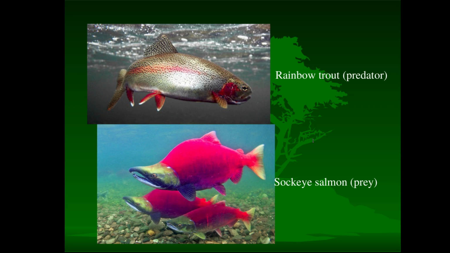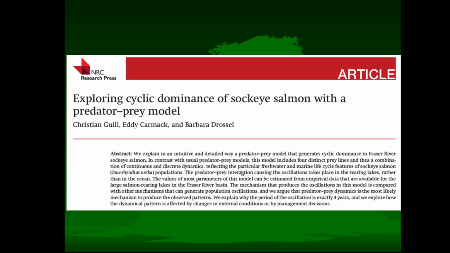Right, here's a marine example that apparently shows the same level of endless undamped oscillations, and this is the interaction between the sockeye salmon, which is the prey, and the predator, the rainbow trout, of the Fraser River system of British Columbia, Canada. The salmon is an important sport and commercial fishery, and the population has shown wide oscillations throughout that time with a period of about 4 years, in this paper by Gwill and colleagues.